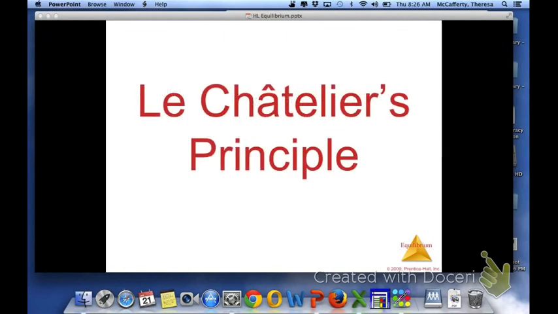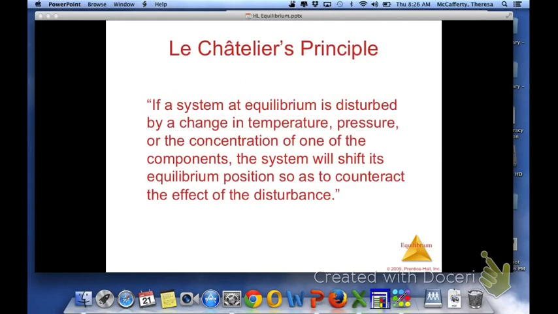Okay, so now we're going to talk about Le Chatelier's Principle, and this really builds off that concept of Q relating to K and being able to tell which way the equilibrium will shift to maintain or get back to equilibrium. Specifically, Le Chatelier's Principle states if a system at equilibrium is disturbed by a change in temperature, pressure for gas systems, or the concentration of one of the components, the system will shift its equilibrium so as to counteract the effect of the disturbance.